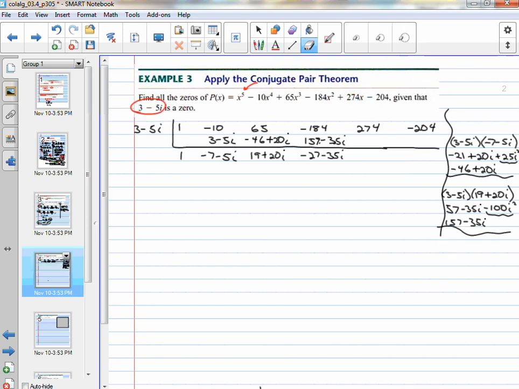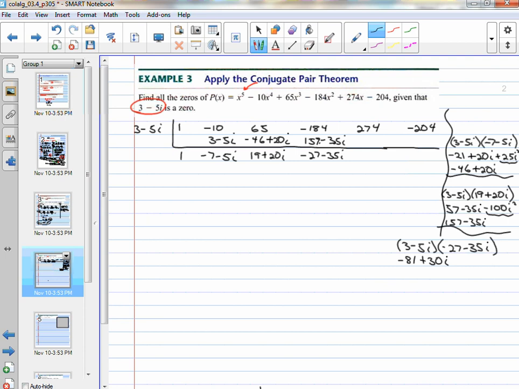So, I have a little more room here. What was it? 3 minus 5i times negative 27 minus 35i. Well, 3 times negative 27, that's negative 81. Outside, 3 times negative 35, that's negative 105. Oh, I don't know, what's 5 times 27? 135? 135 minus 105. 30. 30i.